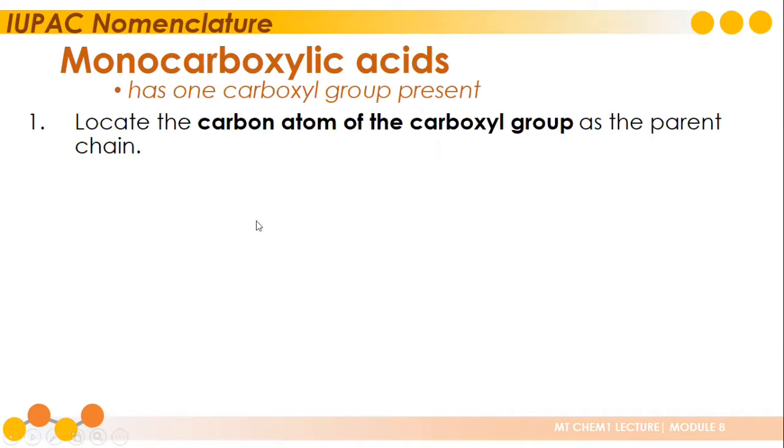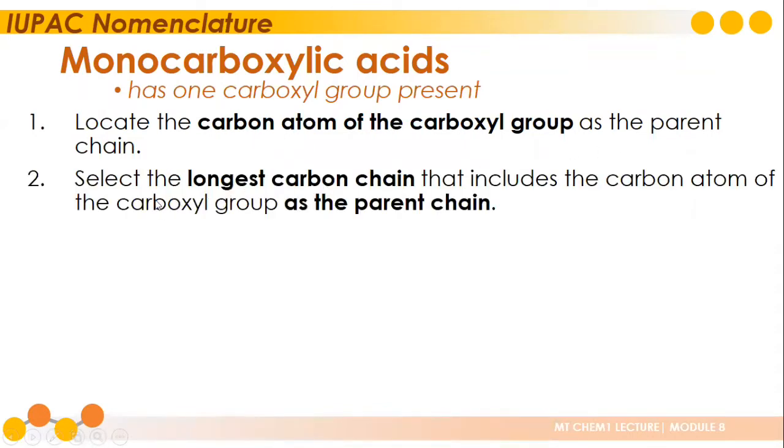So here are the steps. First, you need to locate the carbon atom of the carboxyl group as the parent chain. And then you need to select the longest carbon chain that includes that carbon atom of the carboxyl group as the parent chain.